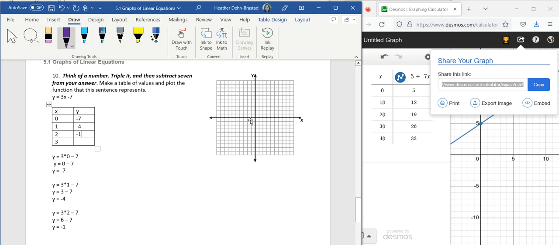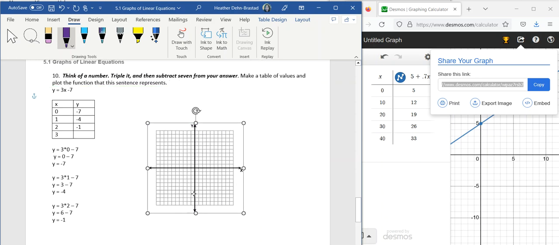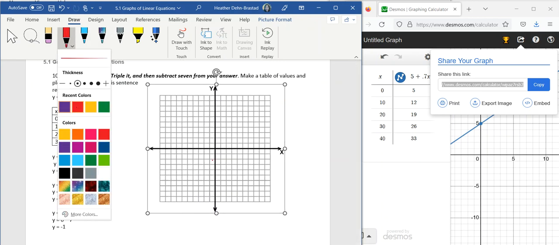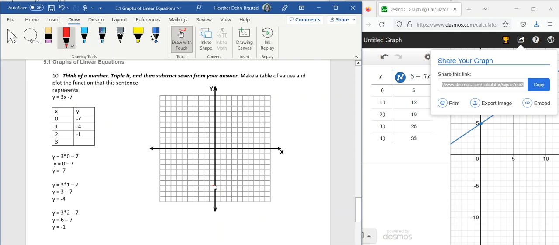So I have 0. At 0, it's at negative 7. So 1, 2, 3, 4, 5, 6, 7. Make this a little bigger for my own sake. And my pencil tool didn't stick. 1, 2, 3, 4, 5, 6, 7. Right there. And then at 1, it's at negative 4. So 1, 2, 3, 4. Oh, I have to do it again. Frozen or something.